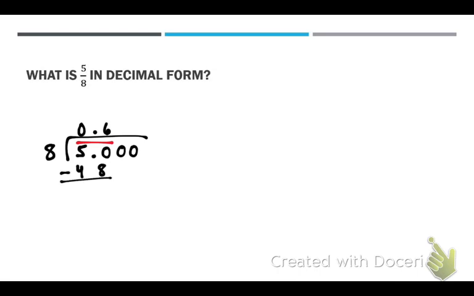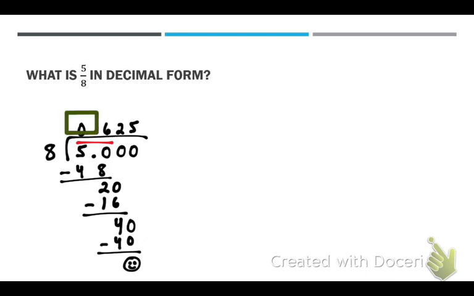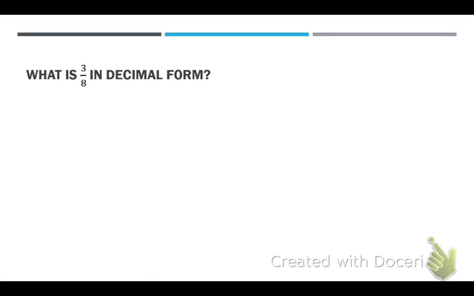50 minus 48. 2. If your work doesn't look like this on your desk, I need you to fix it for me. Is the 2 smaller than the 8? Yes. Bring down a 0. How many times can 8 go into 20? 2. 2 times 8? 20 minus 16. 4. Is the 4 smaller than the 8? Yes. So bring down. How many times can 8 go into 40? What's 5 times 8? 40 minus 40? Remember, whenever you get to a 0 on the bottom, that makes us happy because it means we are finished. So the correct answer is 0.625.